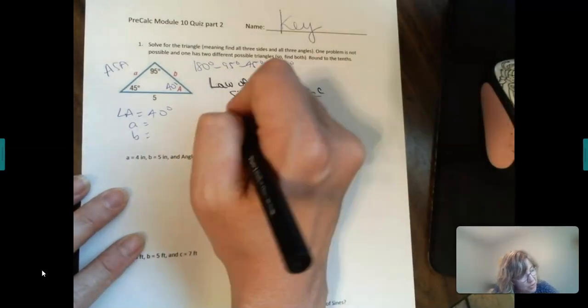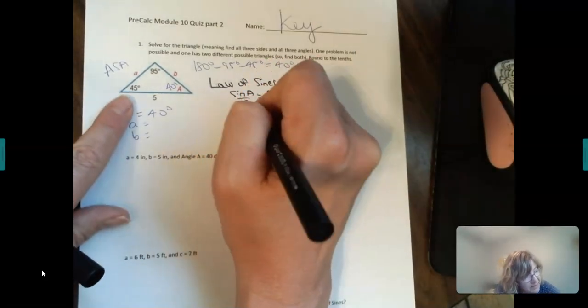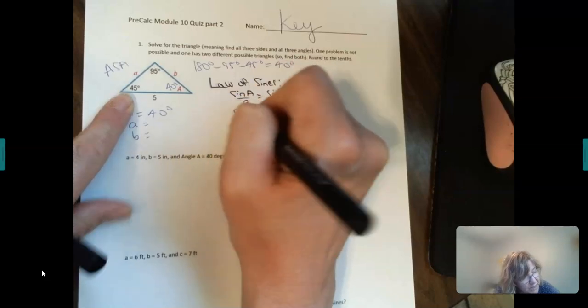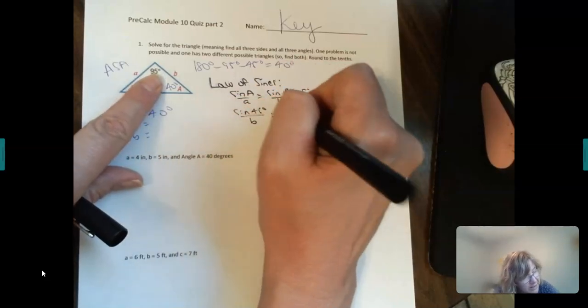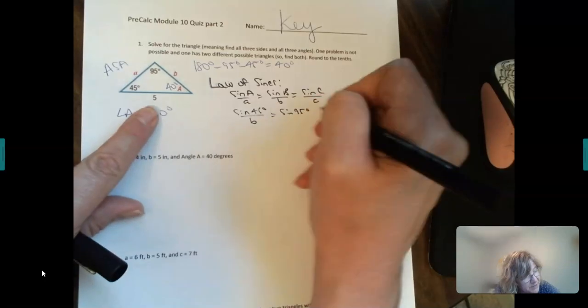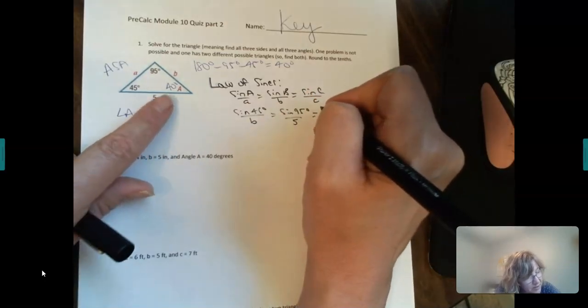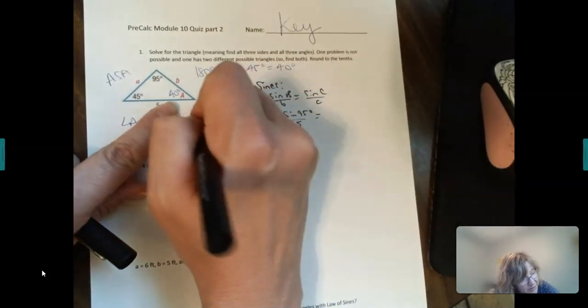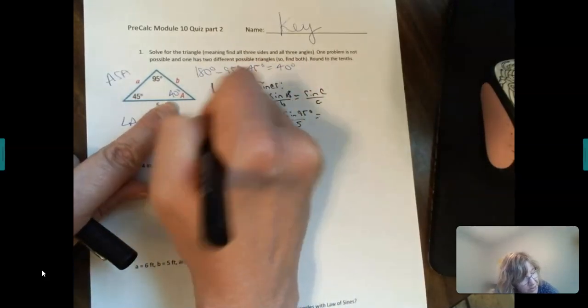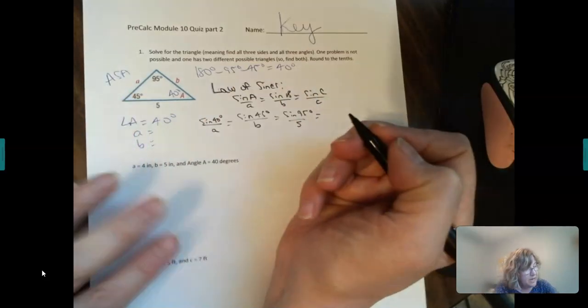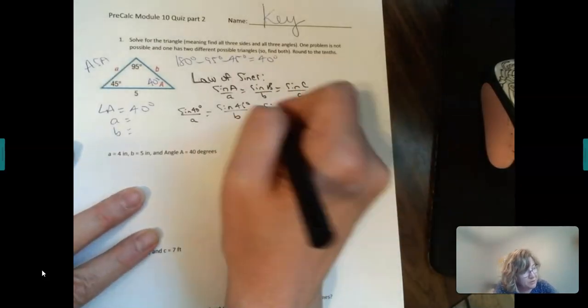Okay, so you have sine of 45 over B, and it doesn't really matter the order as long as the sides are opposite correctly. And so C or A, I guess I could put that here if it bothers you, sine of 40 degrees over A. All right, so I'm going to cross multiply.